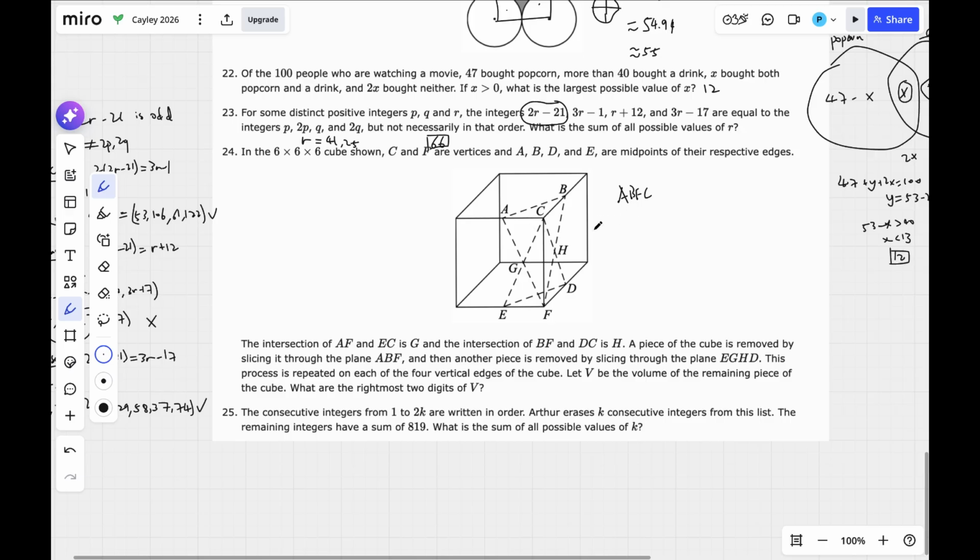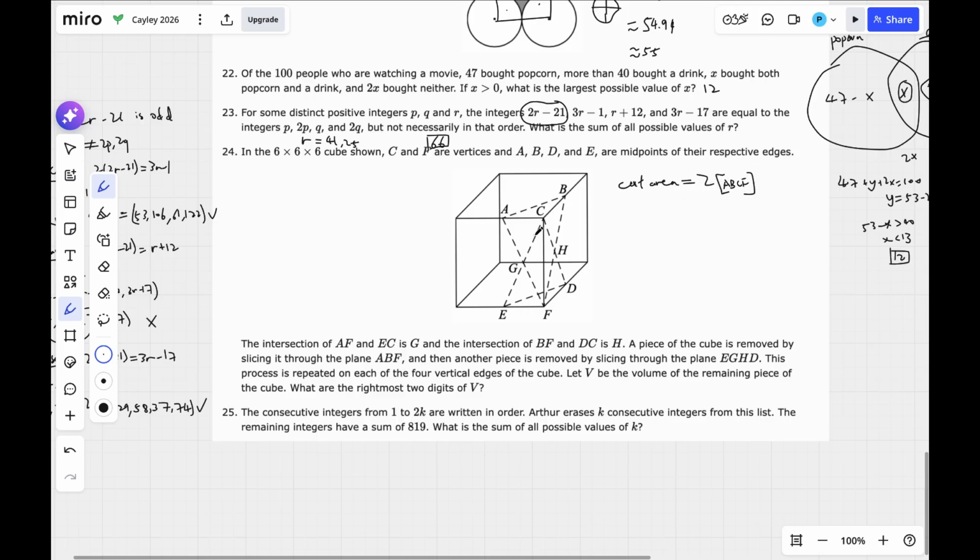All right, great. So now we just need this. This is a 6 by 6 by 6 cube, and we see that there are 2 main shapes. One shape is the ABFC shape, and if we mirror this, we also see that it's the EFDC shape.